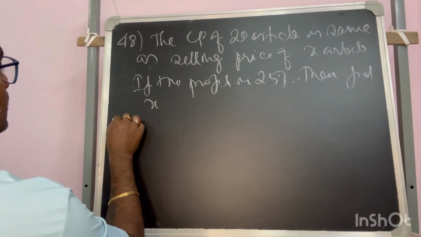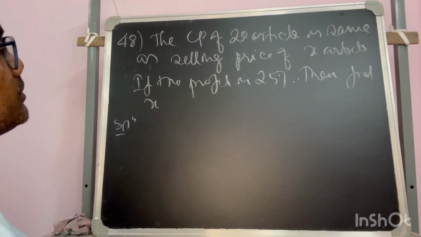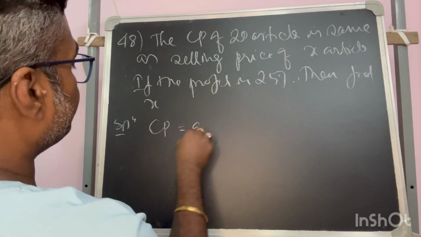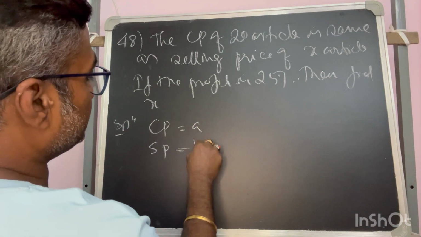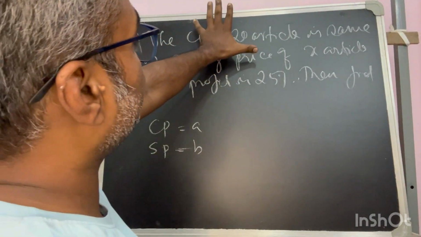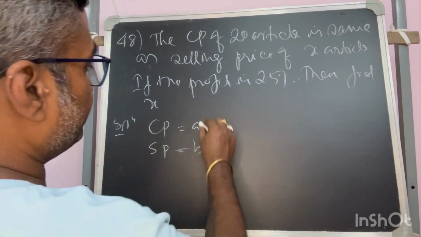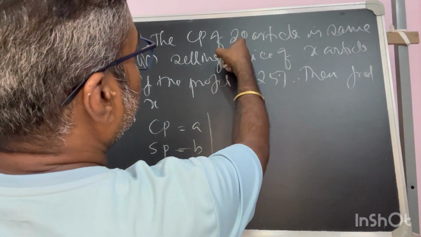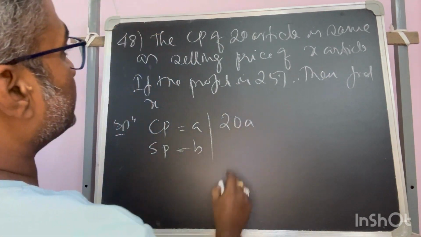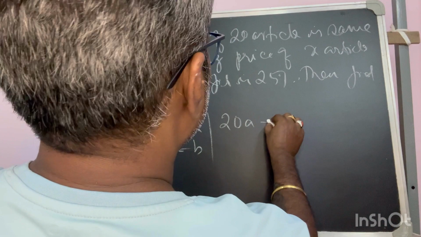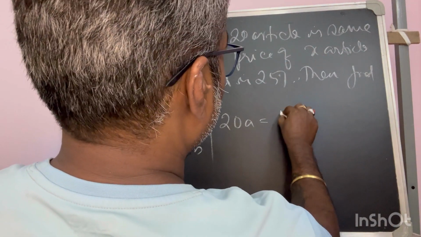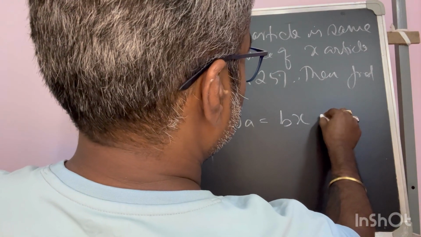Now as per the condition, let's say the cost price of one article be A and the selling price of one article be B, because these both are unknown to me. Only thing is that the cumulative figures are equalized. So from the first one, 20 article cost price, that means 20 into A, will be equal to the selling price of X article, so B into X. This is my first equation.